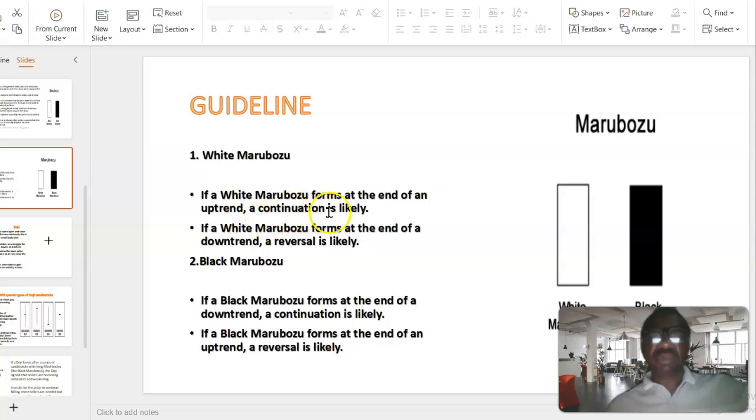If a white Marubozu forms at the end of an uptrend, a continuation is likely. If a white Marubozu forms at the end of a downtrend, a reversal is likely. For a black Marubozu, if it forms at the end of a downtrend, a continuation is likely, and if it forms at the end of an uptrend, a reversal is also likely.